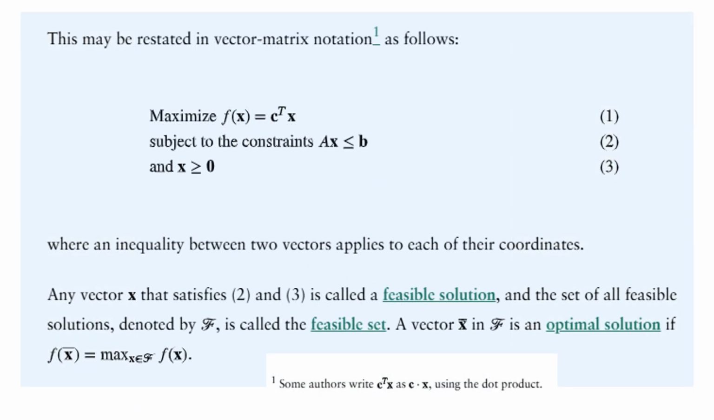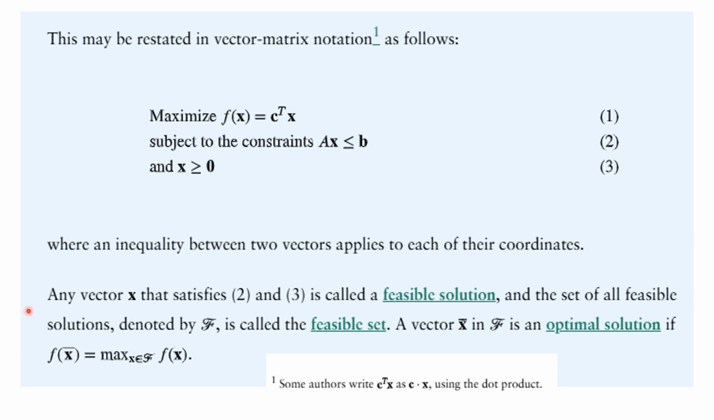And here's the vector matrix notation. We want to maximize f of x is equal to C transpose times x. Now some authors write this as a dot product, but this is exploiting the fact that a vector is also a matrix, so we could talk about the transpose of that. So we're saying that this can be listed as maximize f of x equals C transpose x, subject to this constraint Ax is less than or equal to b and x bigger than or equal to 0, where an inequality between two vectors applies to each of their coordinates.